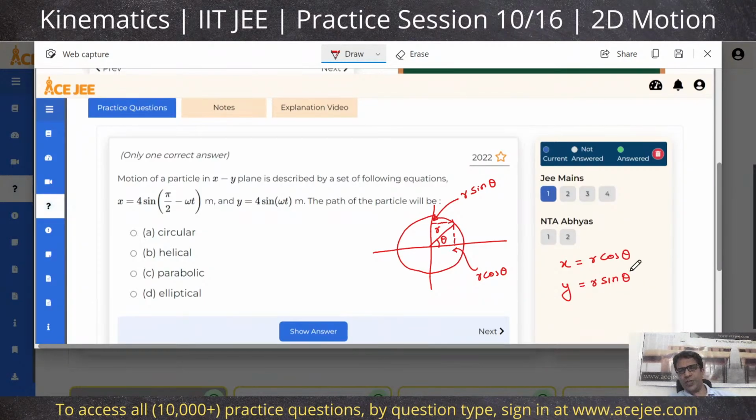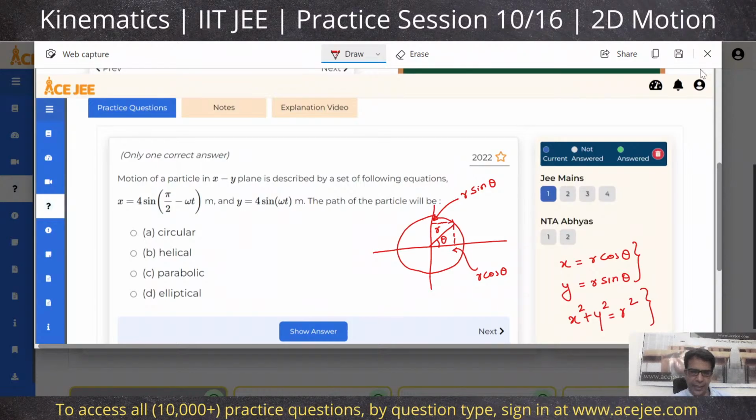Now we want an equation in x and y. We don't need theta here, so we want to eliminate theta, right? So just square them up and add. What do you get? x square plus y square equals r square. Correct? So this is the equation of the circle. So then it's a circle.